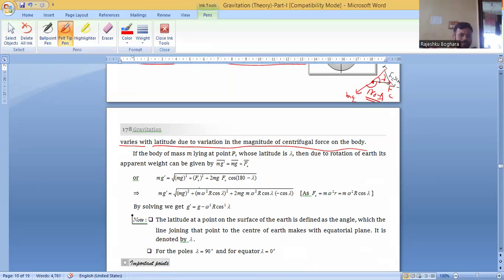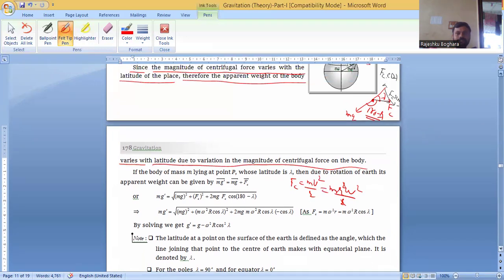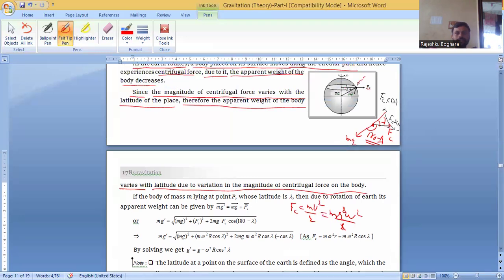So (mg) squared plus Fc squared, where Fc equals m v squared by r, and v equals omega r, so Fc is m r omega squared. Here small r is the radius of the circular path and this is capital R. This is lambda. Then cos lambda is equal to small r by capital R, so small r equals R cos lambda. So we put the value of r here.